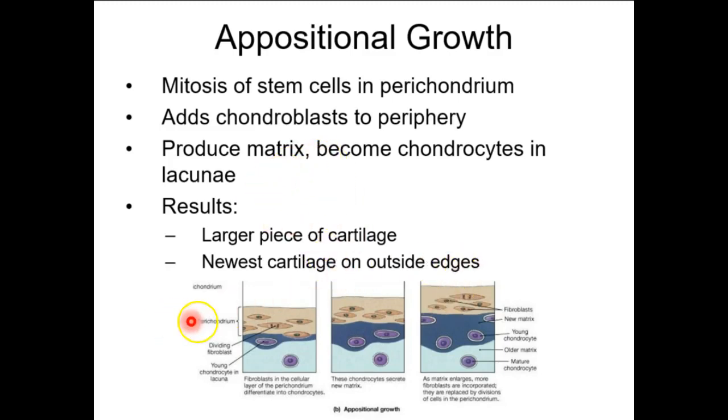Whereas appositional growth, instead of being about mitosis of fully formed, matured adult cells, is going to be from stem cells in the periphery. The perichondrium, and again, we can break that word down. What's peri? Around. Yep. And then chondra we know is cartilage, so around the cartilage. So this is going to expand the size of the cartilage from the periphery.